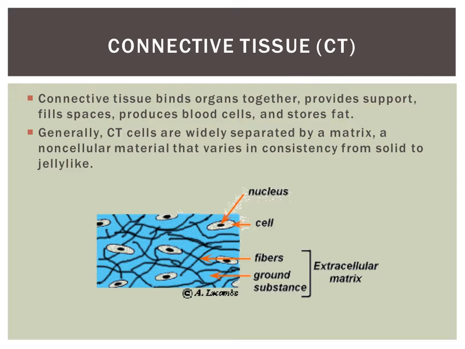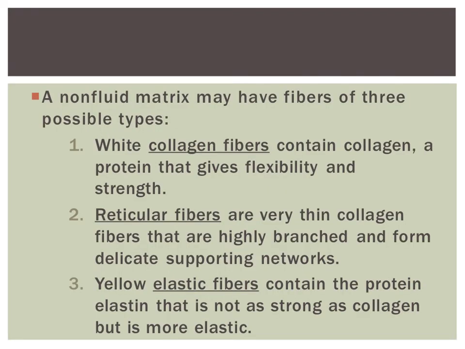Now the matrix can vary in consistency from a solid to something jelly-like, and the space between the cells will also vary with the type of connective tissue. The rest of the space is going to be covered with the cells and fibers. There are three different main types of fibers that you could see in connective tissue. White collagen fibers, which provide flexibility and strength. Reticular fibers, which are thinner collagen fibers that are branched. And then yellow elastic fibers, which are made of the protein elastin. So you have collagen and elastin both in these fibers that you'll see in connective tissues.